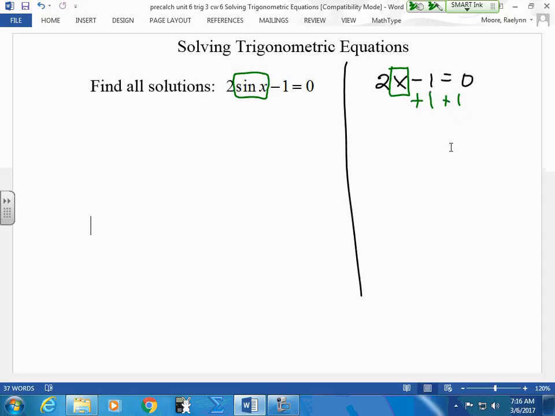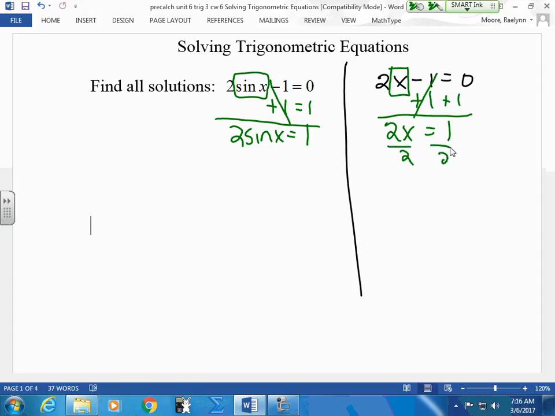Okay, so let's do one step at a time. Let's add 1. So let's do the same thing over here because it's an algebraic equation. I bring down whatever's there. I eliminate that. And now you said I do what over here? I divide by 2. So I do the same thing over here because what's in front of my variable is a 2. And I get the sine of X is equal to 1/2.